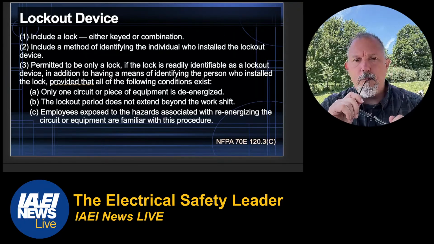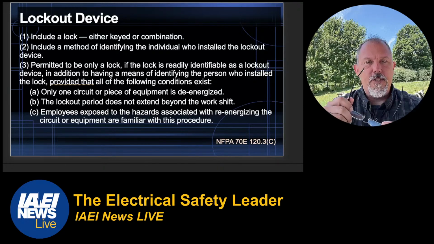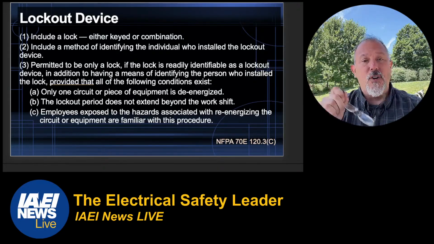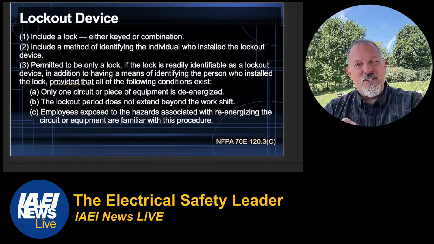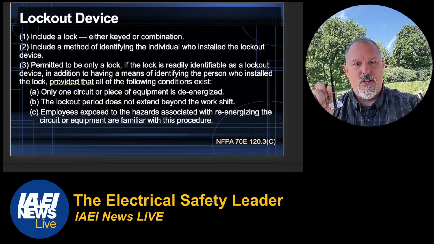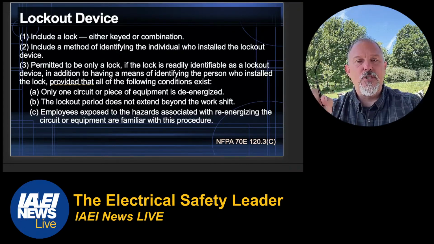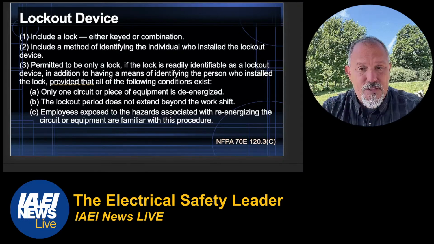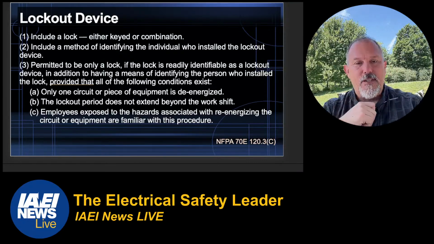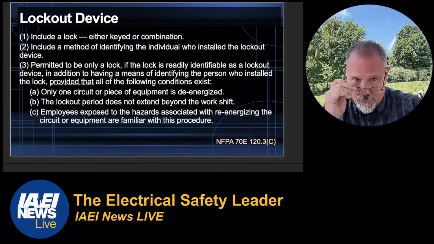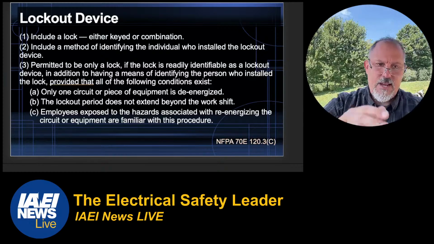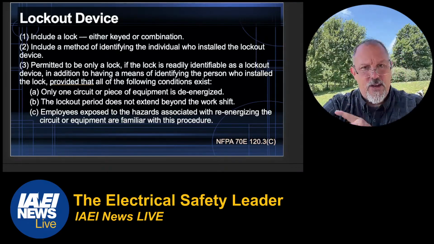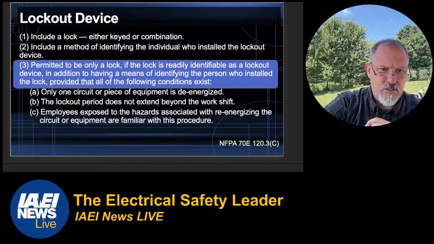Okay. A lockout device includes a lock, either keyed or combination, and includes a method of identifying the individual who installed the lockout device. It is permitted to only be a lock, and I showed you that picture. And you have to meet conditions. If it's just the lock, the lock has to be readily identifiable as a lockout device, and it has to have a means of identifying the person who installed the lock, provided that all of the following conditions exist. Only one circuit or piece of equipment is de-energized. The lockout period doesn't extend beyond the work shift, and the employees exposed to the hazards associated with re-energizing the circuit or equipment are familiar with the procedure. So that picture I had earlier that showed a lock with a person's name on it is permitted, but you have restrictions, and these are those restrictions. You've got to be very mindful of that.